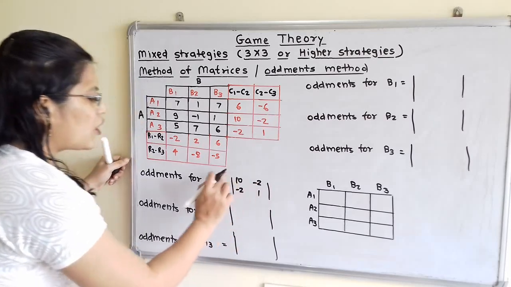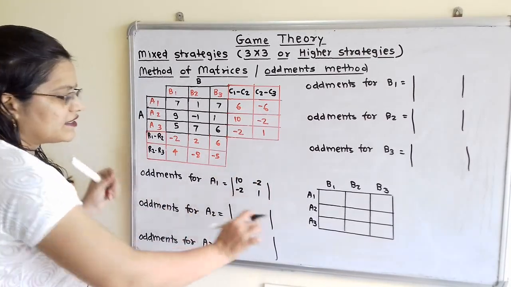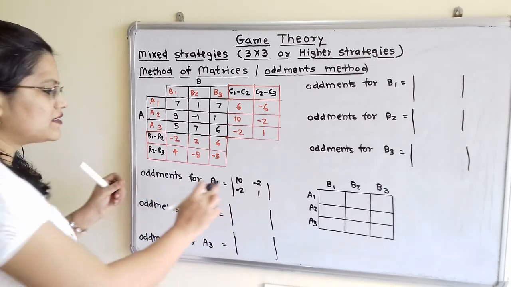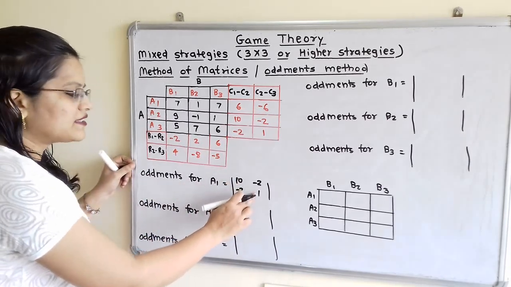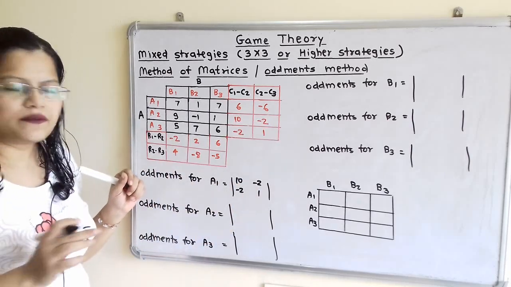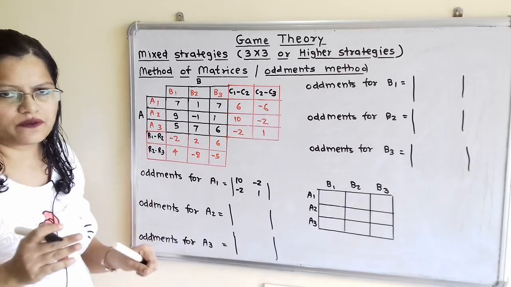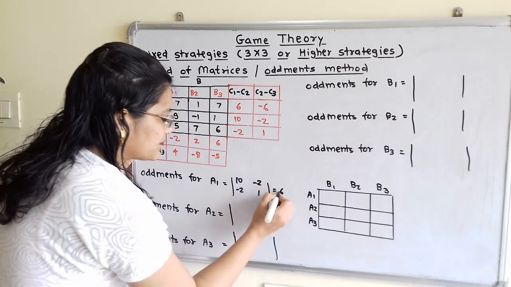Now we have to take the determinant of these oddments. How to solve this? That is 10 into 1, that is 10, minus minus 2 into minus 2, that is 4. So 10 minus 4 is equal to 6.